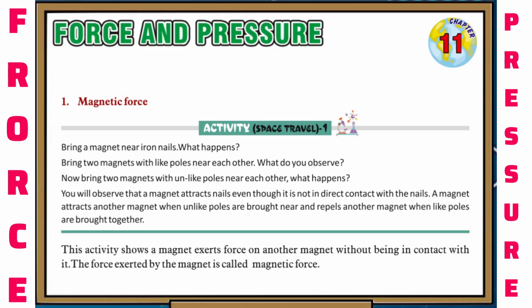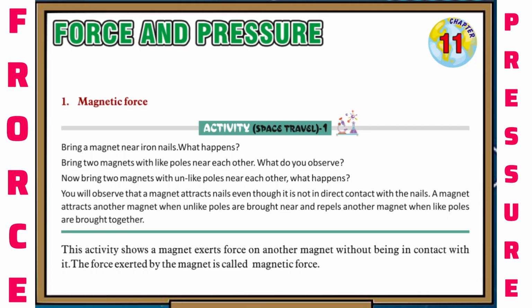To understand magnetic force, let's do an activity. So now let's try to understand what is in this activity. Bring a magnet near iron nails, what happens? Bring two magnets with like poles near each other, what do you observe? Now bring two magnets with unlike poles near each other, what happens? You will observe that a magnet attracts a nail even though it is not in direct contact with the nail.